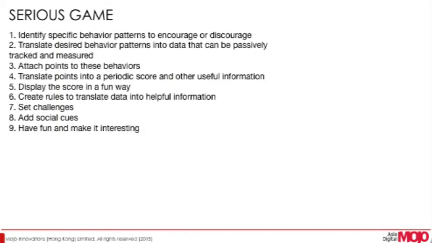So how does a serious game work? Identify specific behavior patterns to encourage or discourage, and translate desired behavior patterns into data that can be passively tracked and measured. Attach points to this behavior and translate points into a periodic score and other useful information. Display the score in a fun way. Create rules to translate data into helpful information. Set challenges, add social cues, have fun and make it interesting.